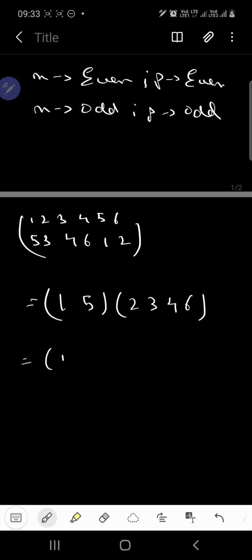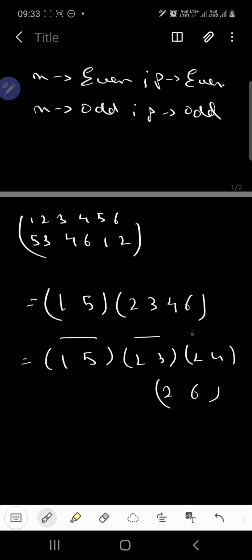So now this can be further written as 2 5 1 5 2 3 2 4 2 6. So what are the number of transpositions here? The number of transpositions here is 1 2 3 and 4. So 4 transpositions, therefore an even number of transpositions. So this permutation is actually an even permutation.